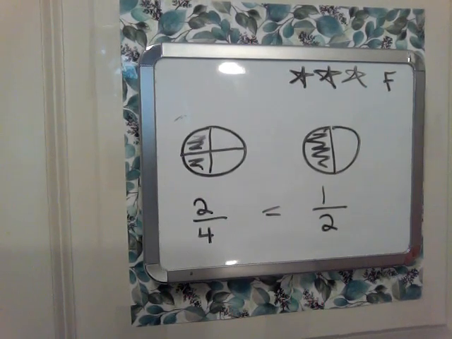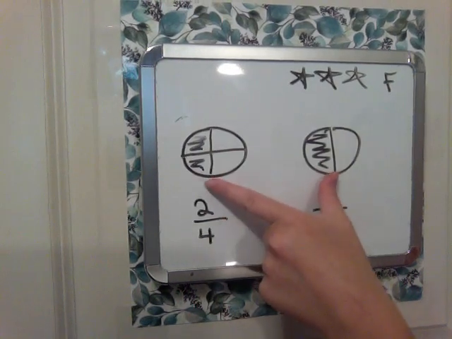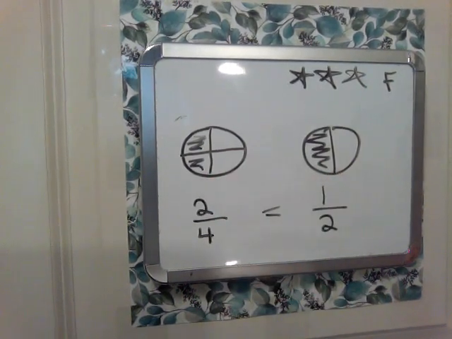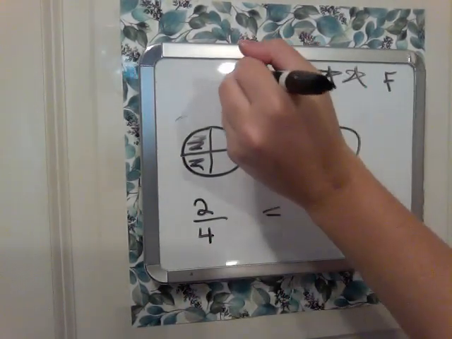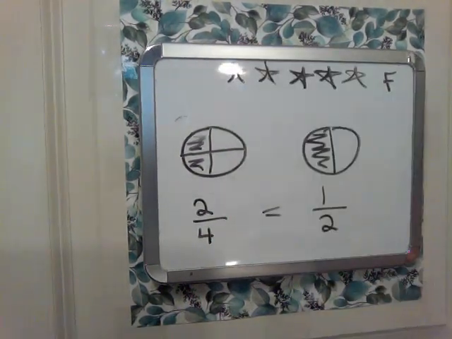Those are called equivalent fractions, which means they are equal. As you can see, they just look different. Go ahead and give yourself a star for each of these fractions. So 1 star for 2/4 and 1 star for 1/2.